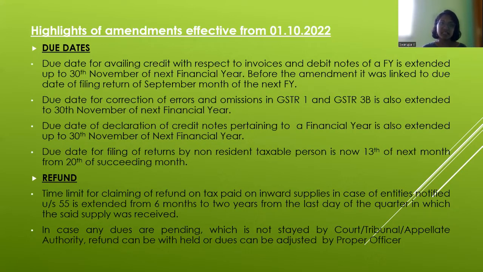Now we'll see the other amendments which are effective from 1/10/2022. With respect to due dates, there is a major change. The due date for availing credit with respect to invoices and debit notes of a particular financial year is extended up to 30th November of the next financial year. Earlier, it was linked to the due date of filing the return of September month. Similarly, the due date for correction of errors and omissions in GSTR1 as well as GSTR3 is also extended up to 30th November of the next financial year.